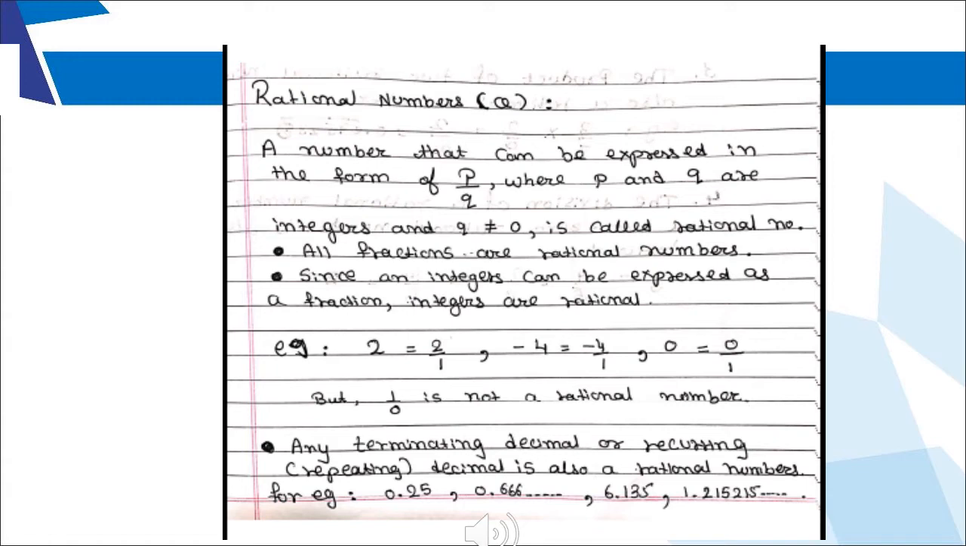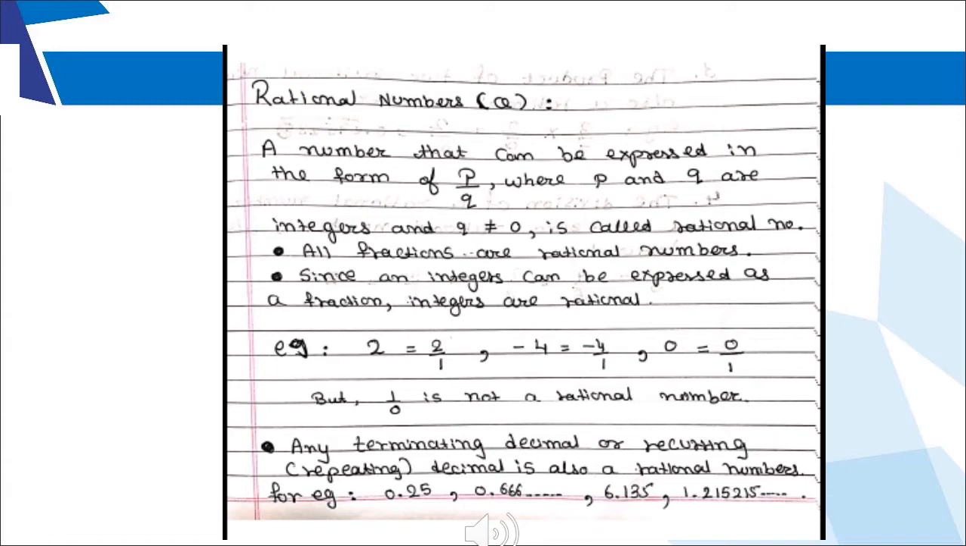As you are already aware, if there is a 0 in the denominator, then it has an infinite answer, or you can say it has a not defined answer. So we can say that, students, you have to remember 3 points for rational numbers. The first is all the fractions are called rational. Second, since integers can be expressed as a fraction, integers are also called rational. You can refer to the example.